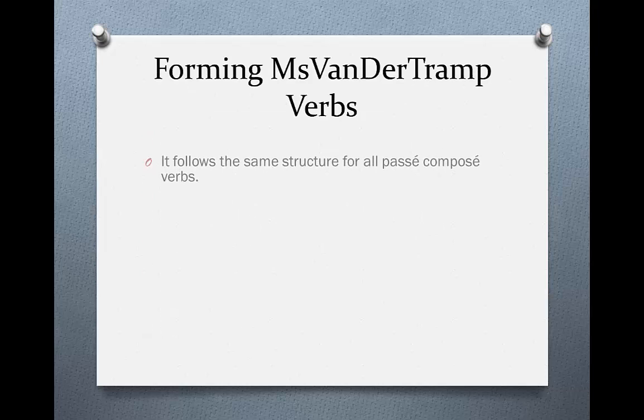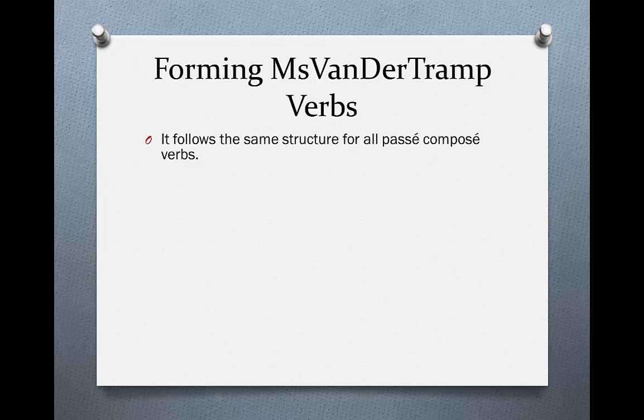Forming Mrs Van der Tramp verbs. It follows the same structure for all passé composé verbs generally. So this time, être is used as the auxiliary, and we put the auxiliary in front of the Mrs Van der Tramp verb. For example, if we were to put it in the passé composé, it would be je suis monté. However, in the imperfect, we would have to use the imperfect of suis, which for je would be étais. So that would be j'étais monté.